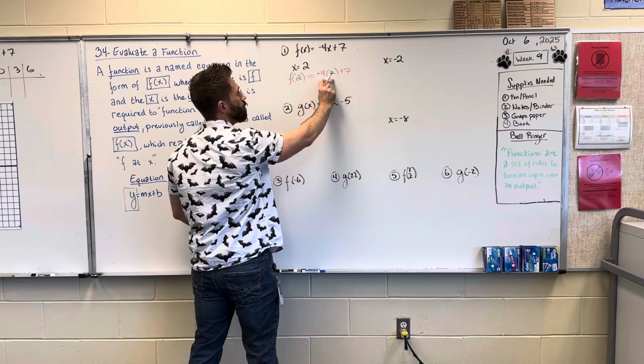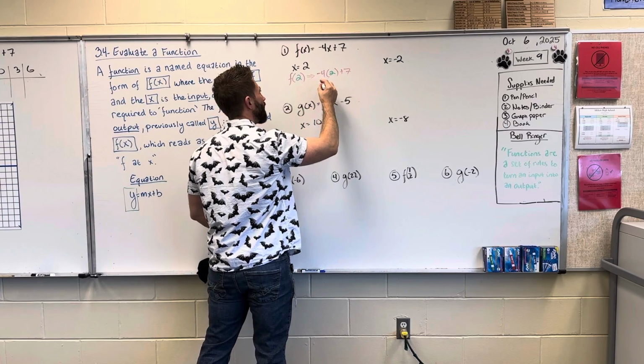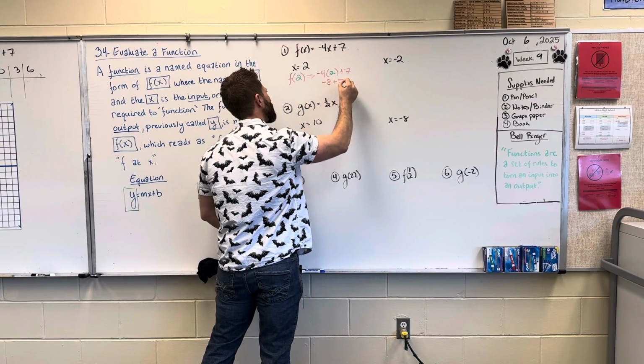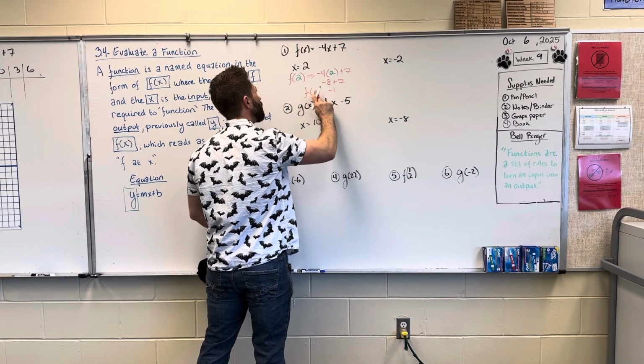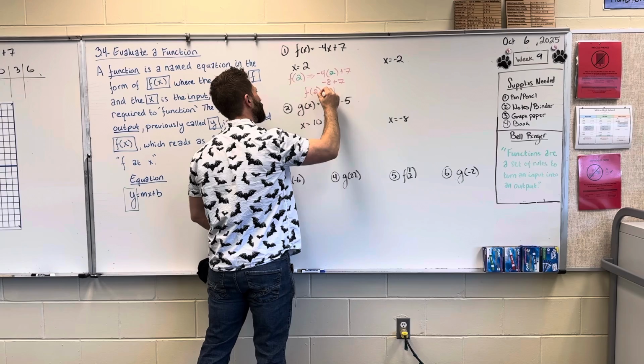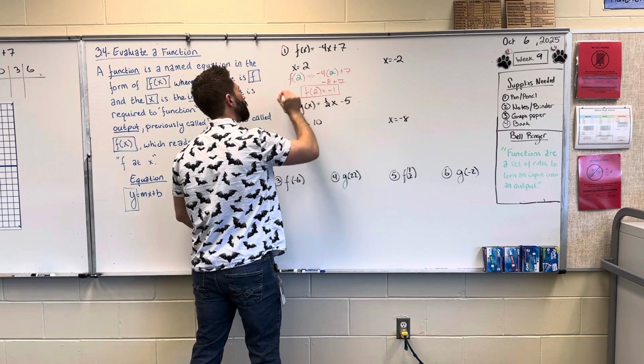If I take negative 4 multiplied by 2, I get negative 8. Negative 8 plus 7 is negative 1. So the function of 2 produces an output of -1. Okay?